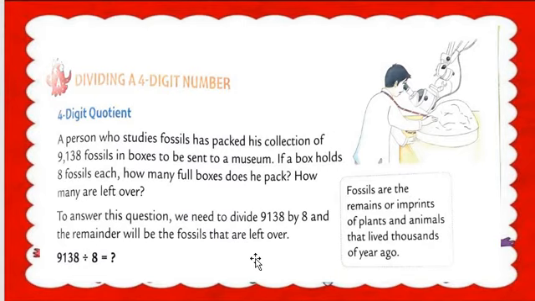Okay, again I am repeating here. What is the meaning of fossils? Fossils are the remains or imprints of plants and animals that lived thousands of years ago. Those fossils are kept in a museum to show our next generation. Fossils are used for keeping in our museum. Understood, all students? Here again I am repeating: dividing a 4-digit number, 4-digit quotients.